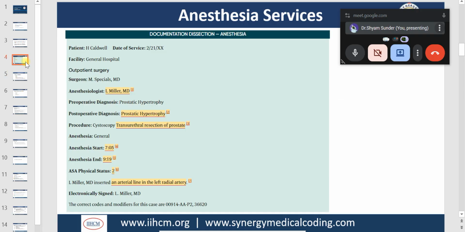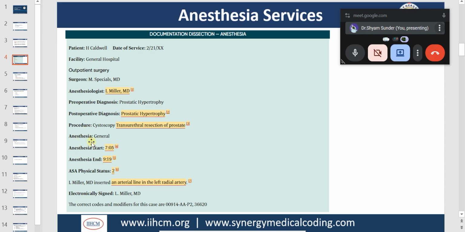So here you can see a typical anesthesia service form. That is documented by the anesthesiologist. You can see here patient identifiers, name, date of service, the facility, hospital name, what type of surgery is it? Is it outpatient surgery or inpatient? Who is the surgeon? Anesthesiologist himself, anesthesiologist name, and MD is anesthesiologist. Then pre-op and post-op diagnosis, procedure. What surgery is done? Very important.